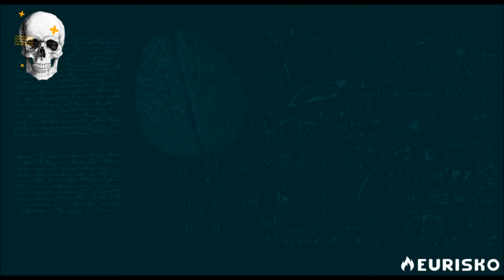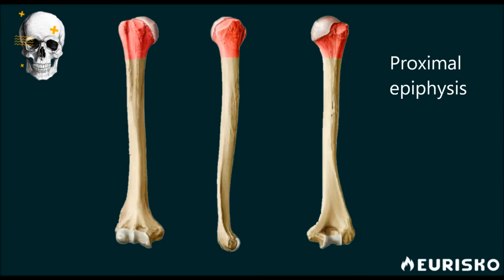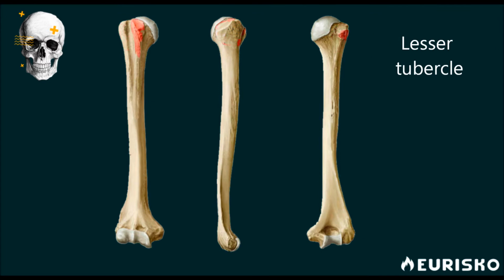The next bone we are going to discuss is the humerus. It is a long, tube-shaped bone. It has a proximal epiphysis, shaft or diaphysis, and distal epiphysis. The proximal end is composed of the head, anatomical neck, two tubercles, greater and lesser, and the surgical neck. This bone has two necks. The first is morphological and the second is clinical.